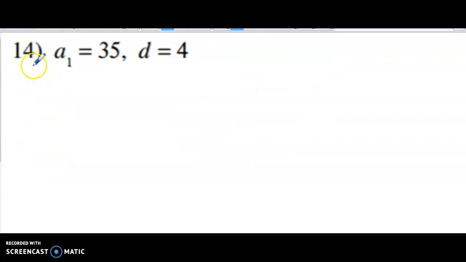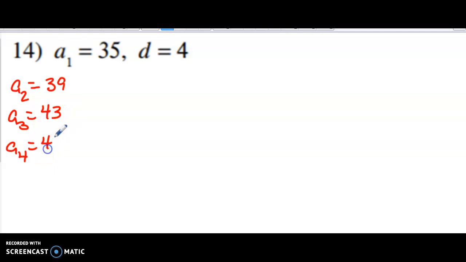And I think this is the last one. If I know that A sub 1 is 35 and my D is 4, so 35 plus 4 is 39. A sub 3, 39 plus 4 is 43. A sub 4 is 43 plus 4, 47. And A sub 5 is 47 plus 4, or 51.